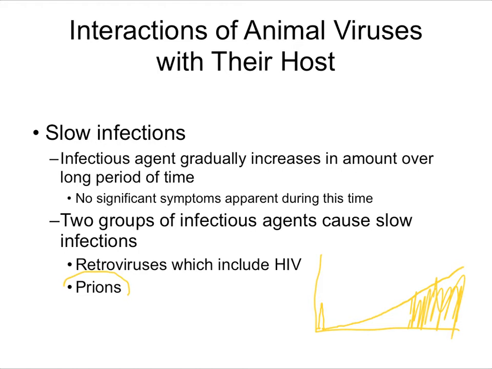And prions, of course, are not viruses. They're infectious proteins, so you wouldn't have viruses present in your blood. But they exhibit the same sort of motif, where you get infected, and you start off with basically no prion proteins present in your brain, and then slowly, over time, you get a few more, a few more, a few more, building, building, building.